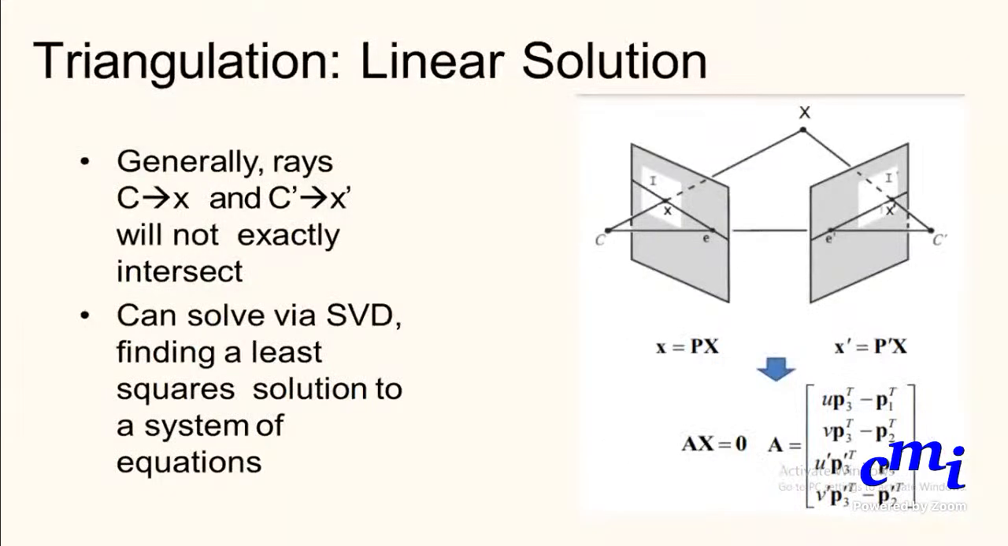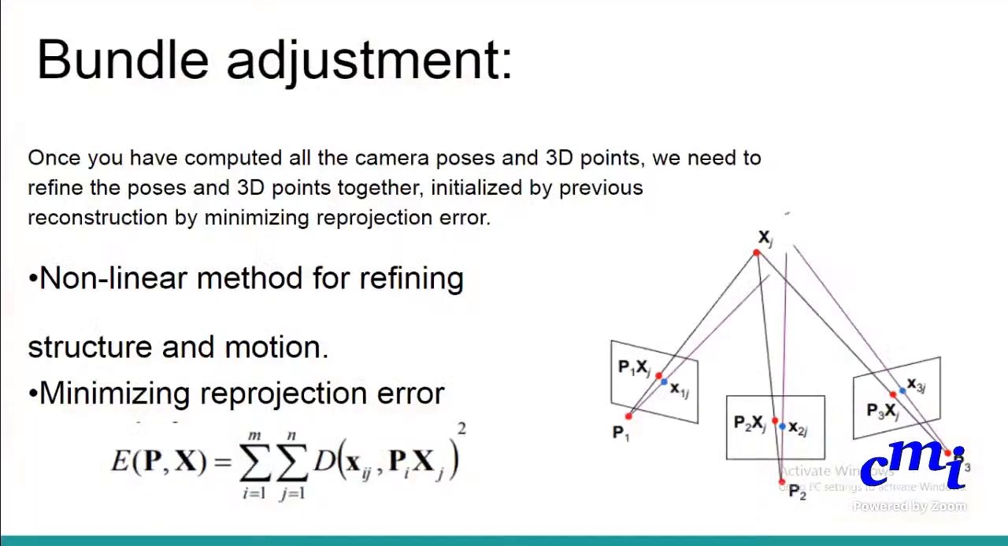So after we have calculated all the camera poses and 3D points, now we want to refine them. We know these are not correct because there would be some mismatches and errors while estimating. So there is an algorithm called bundle adjustment.